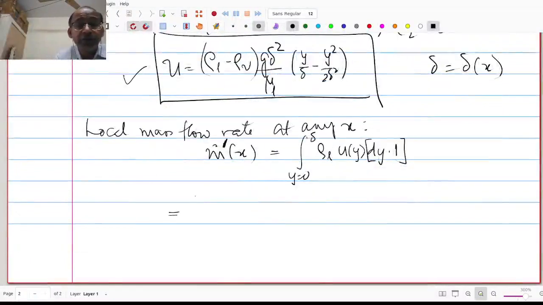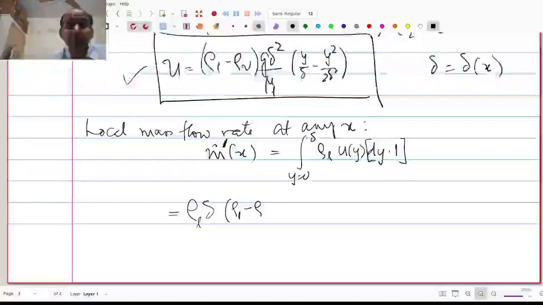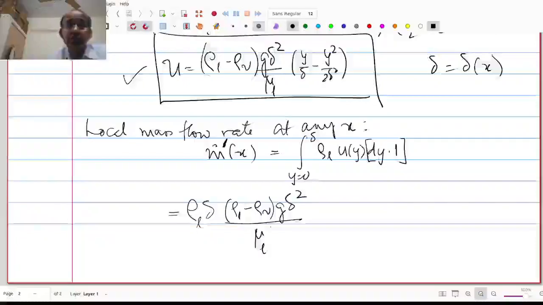That is equal to rho L into delta. So this rho L into delta, and then here the constant terms I'll again take out: rho L minus rho V into g delta squared by mu L is again a term which is going to come out from this u, and the remainder of u will stay inside.